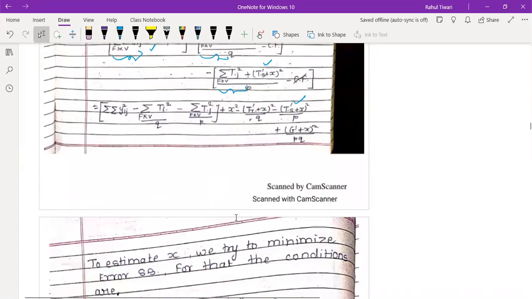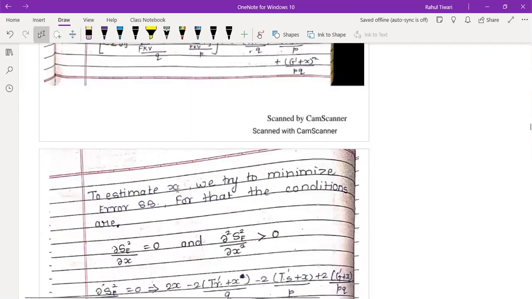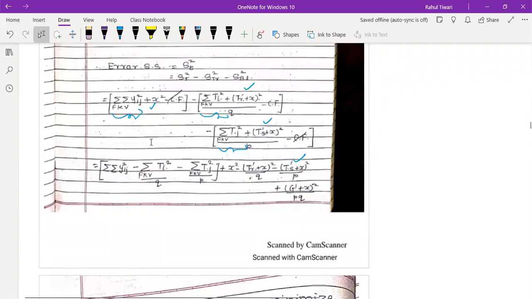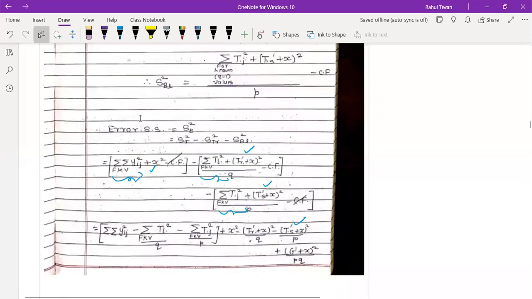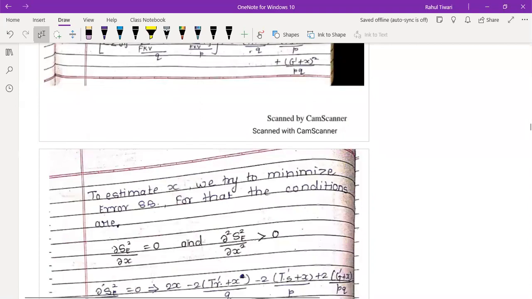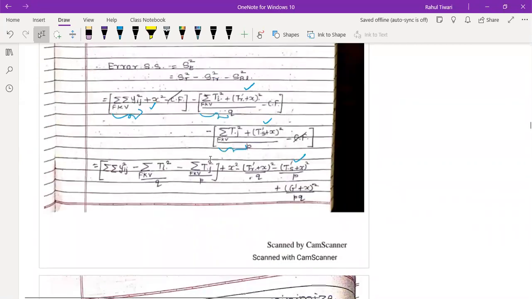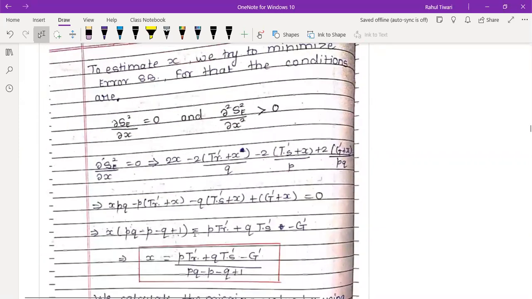It is not possible to simplify further, but we can use the technique to minimize the error sum of squares, because this is your error sum of squares. If you want to minimize it, the steps are again common: the first derivative is equated to 0 and the second derivative is positive. So just take the first derivative with respect to x.